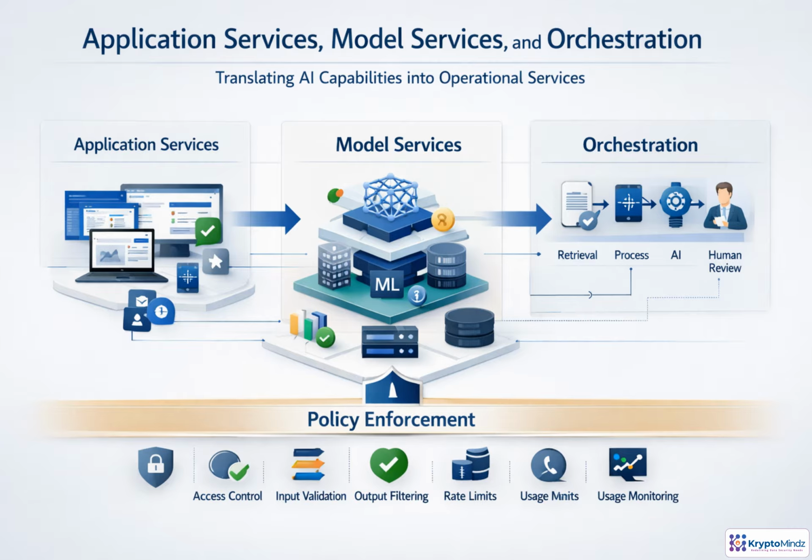Think of this layer as the operating system for enterprise AI. Application services are where users and business processes access AI through APIs, apps, workflows, or decision services. Model services make AI consumable by packaging models, prompts, embeddings, endpoints, and metadata behind controlled interfaces. Orchestration coordinates the sequence: retrieve context, prepare inputs, call the model, process outputs, and route exceptions to human review. The key principle is runtime control. Every request should be authorized, validated, filtered, rate-limited, logged, and monitored before AI becomes an operational service.